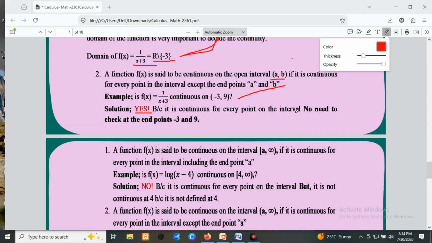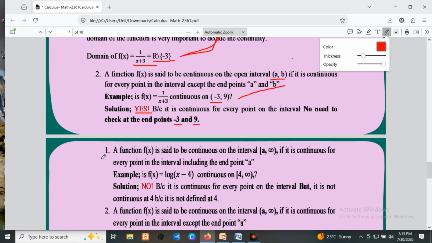No need to check at the endpoints of minus 3 and 9, because its domain is all real numbers except minus 3, and minus 3 is excluded here. So there is no need to check at minus 3, but for every other number it is defined, so it is continuous.